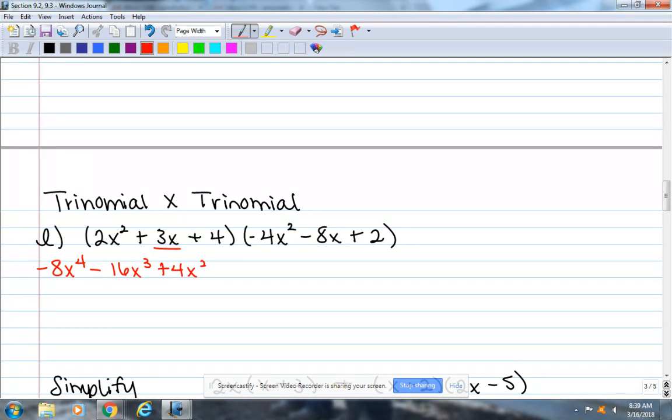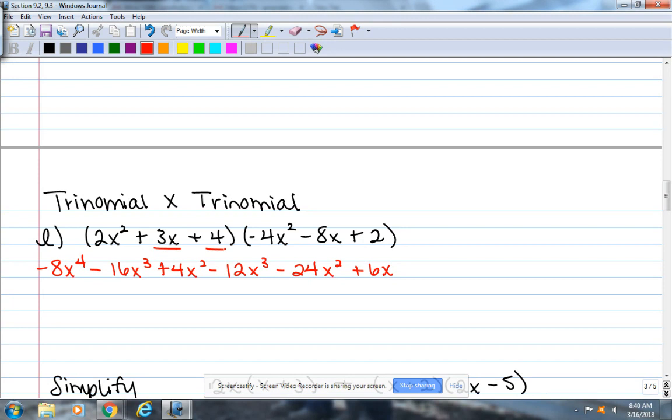So then I do my 3x times everything. So what's 3x times negative 4x squared? Negative 12x to the 3rd. What is 3x times negative 8x? Squared. Good. What is 3x times 2? 6x. Do you see how it's so easy to make one mistake here, though? You got to be careful.